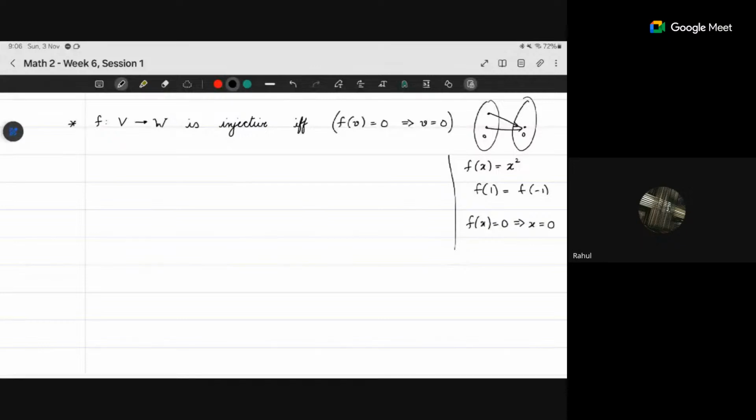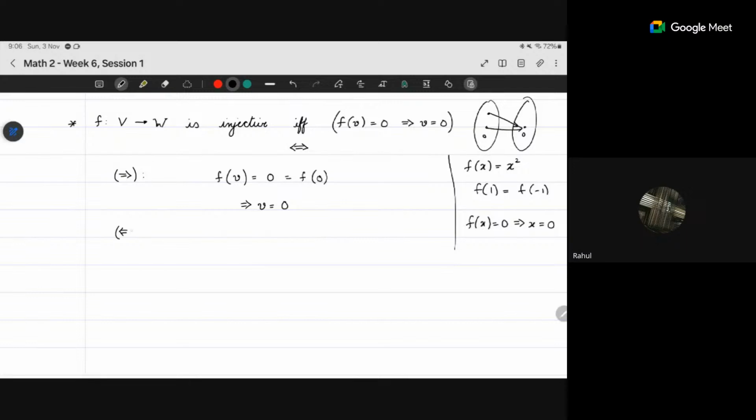The proof of this result I'll very quickly sketch. Suppose f is injective. This is an if and only if statement, right? This is the trivial part. If f of v is equal to 0, then this is actually f of 0, right? F of 0 always has to be 0. But because of injectivity, two things cannot go to the same thing 0. So this implies that v is equal to 0.